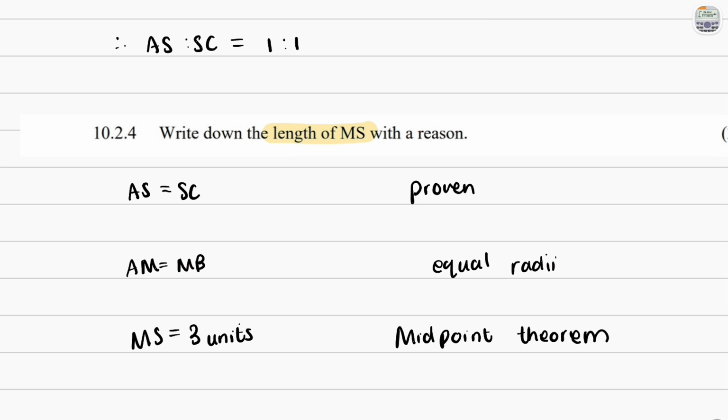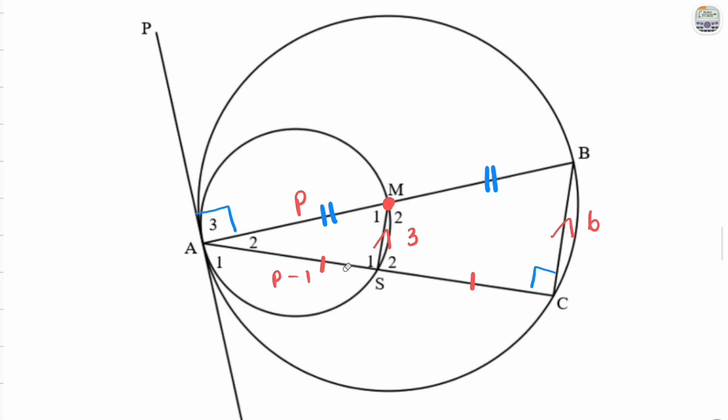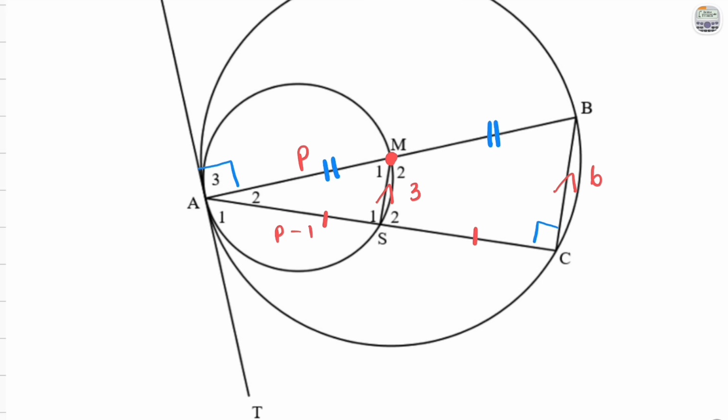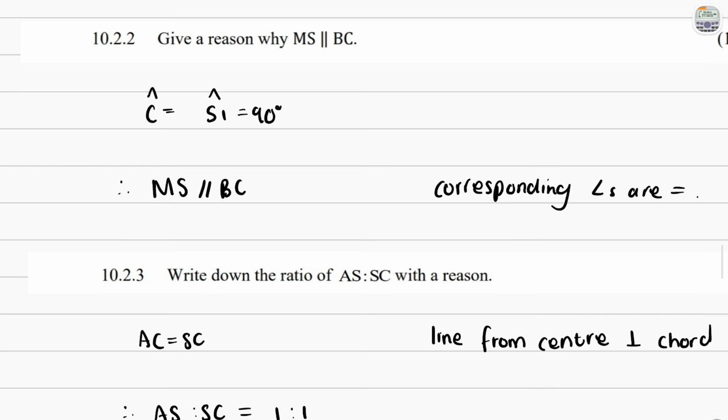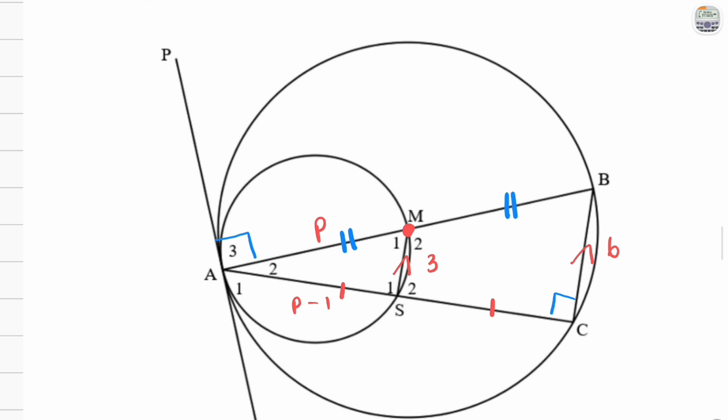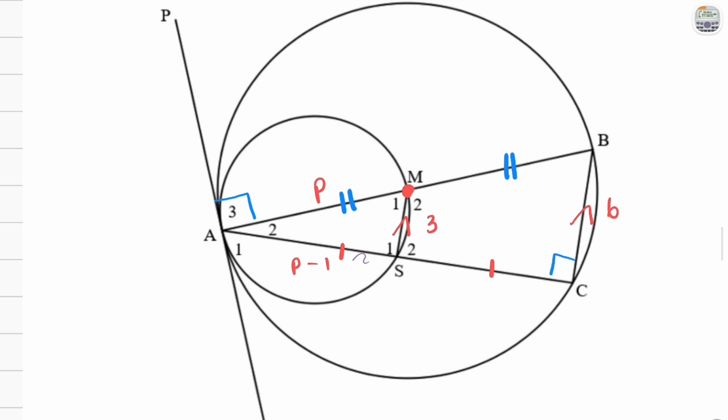So in this case, I'm focusing on the fact that these two are equal and these two are equal. Therefore, the two lines are parallel, and also we know that BC would be double the size of MS. You could have also found the length of MS in this way. Instead of showing that AM and MB are equal, we could have avoided that and just used what we already had. In the previous question, we were able to prove that MS was parallel to BC. So we could have simply used that.